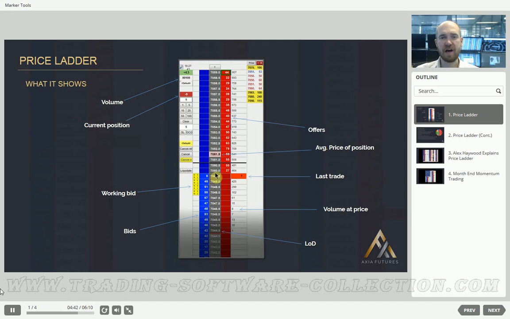Finally, that is the last trade, the box that's in the volume column, and it shows whether a trade was up or down and also the volume of it.